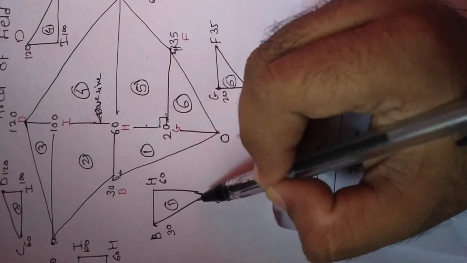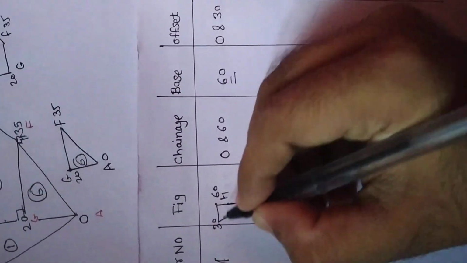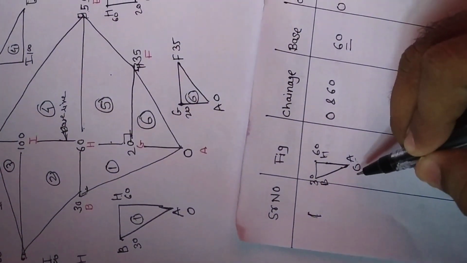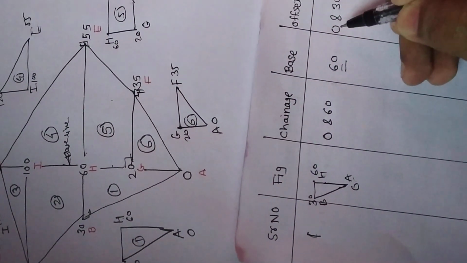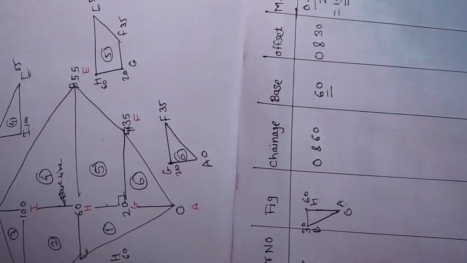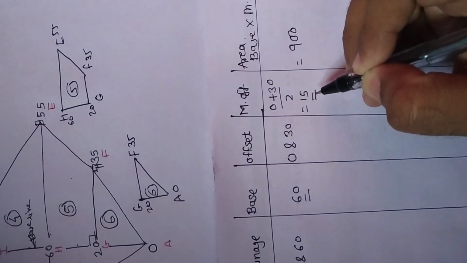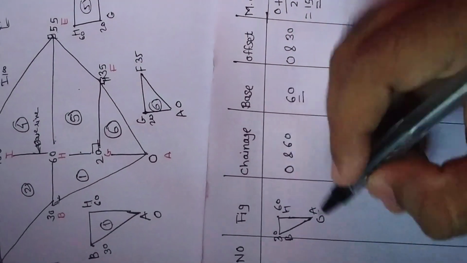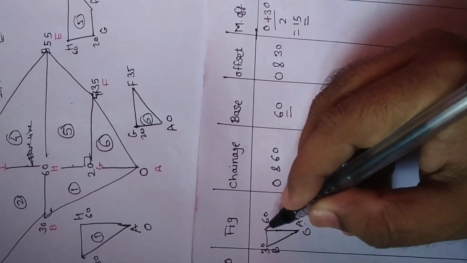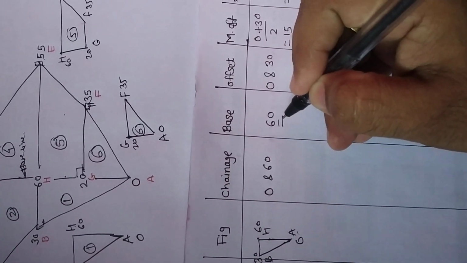I draw this figure separately on the side: A, H, B. In figure number 1, there is no offset at 0, hence I write 0 here. At 60, on the left side there is 30, so I write 30 here. How do I calculate the mean offset? 0 plus 30 divided by 2, which is equal to 15. How am I calculating the base? This vertical line is the baseline or chain line, starting point 0 and 60. So base is equal to 60 minus 0, which is equal to 60.